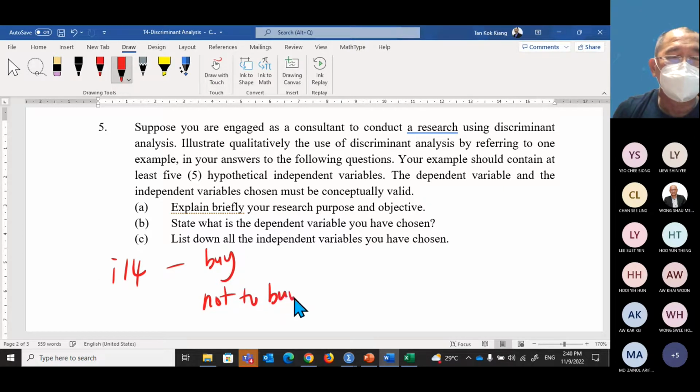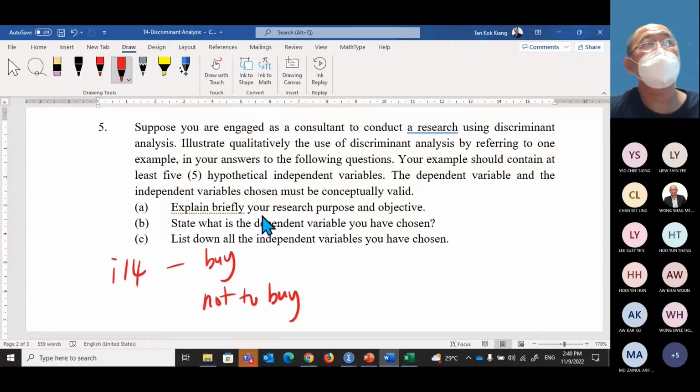Of course, this one must be non-metric. You cannot say buy half. No such thing. Of course, if you buy it can be by installment, maybe some shops have that, but it cannot be quantitative. Therefore it must be qualitative: buy or not to buy.